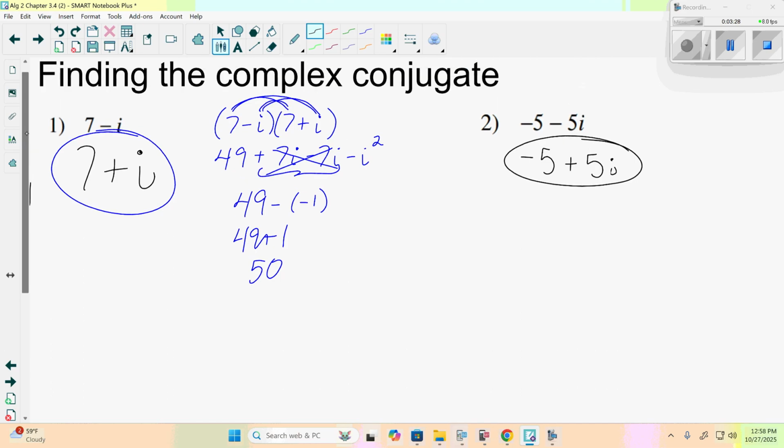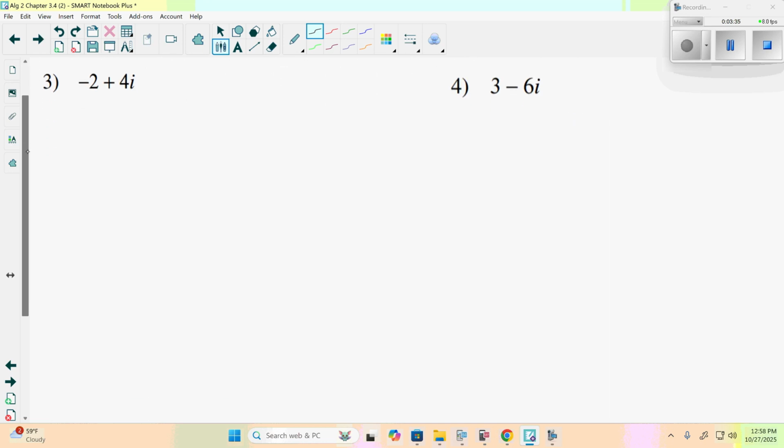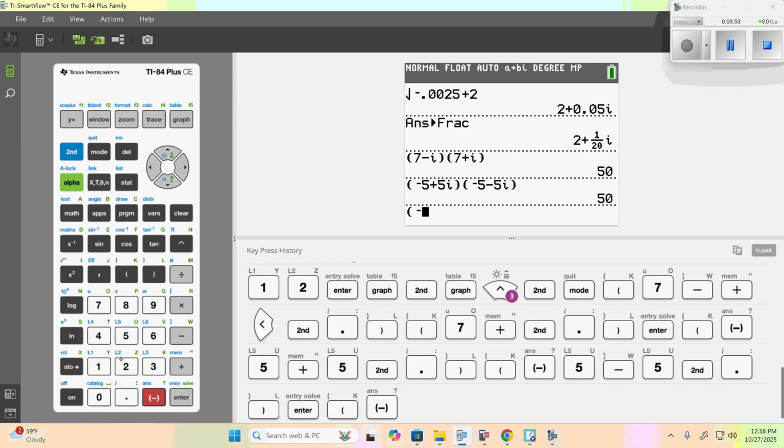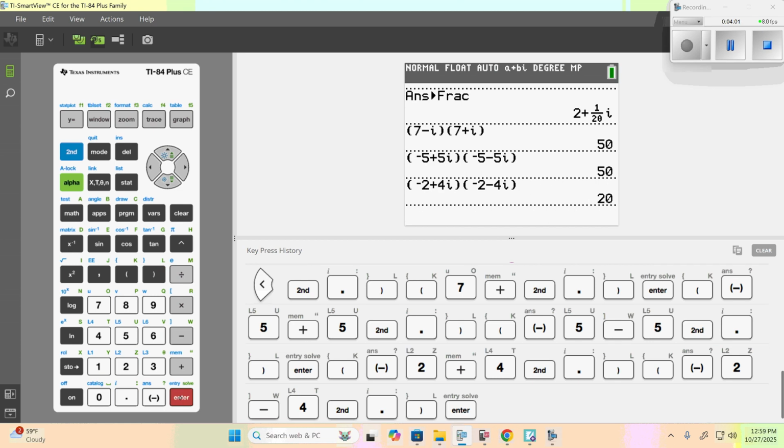Questions on how we found the complex conjugate of these first two? Let's look at the next one. Negative 2 plus 4I. What would the complex conjugate be? It would be negative 2 minus 4I. And again, we could say negative 2 plus 4I times negative 2 minus 4I, and it tells us that it is 20.